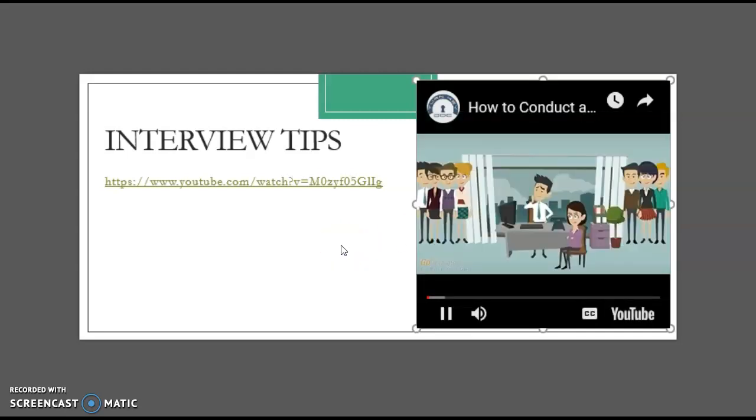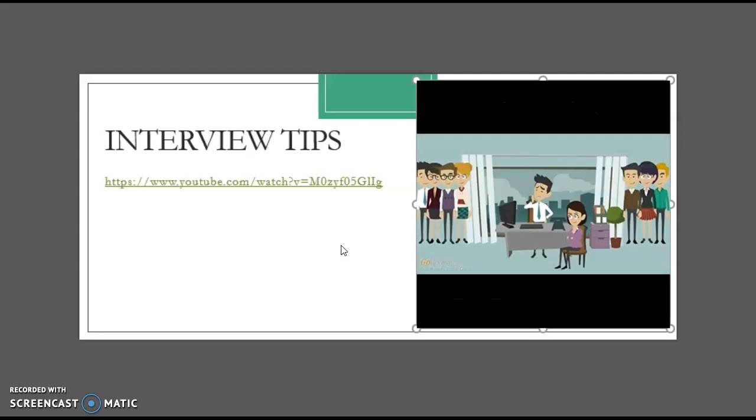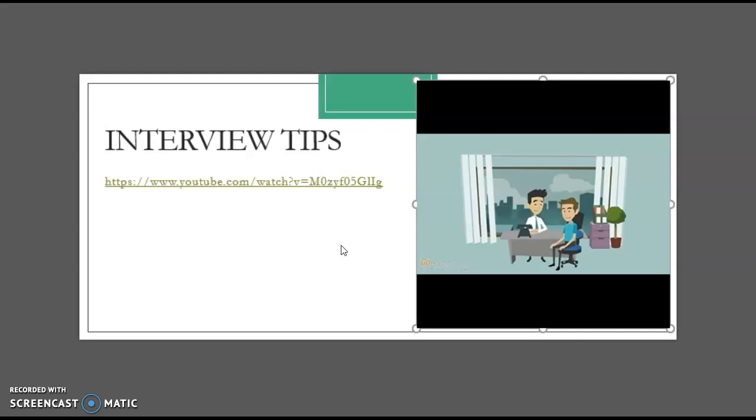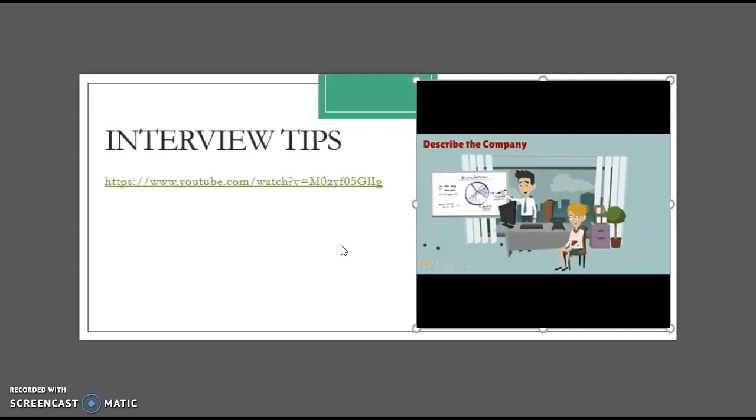Interviews are a critical part of the hiring process, but many managers don't know how to conduct an interview well. Here's some advice. First, stick to a structure. This sets up the parameters of the interview and keeps you both focused. Be sure to manage your time accordingly. 1. Give a brief description of the company. 2. Outline the job duties. 3. Ask the applicant questions. 4. Give the candidate an opportunity to ask you questions.